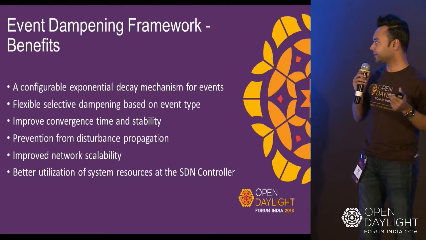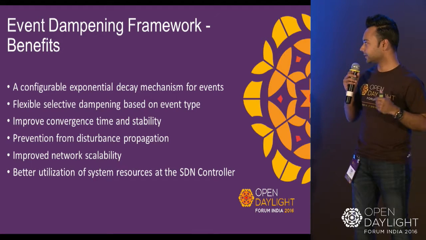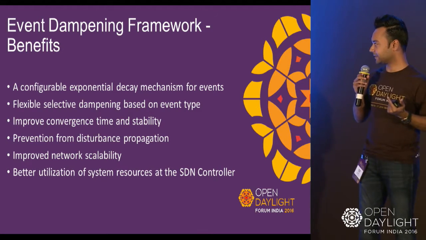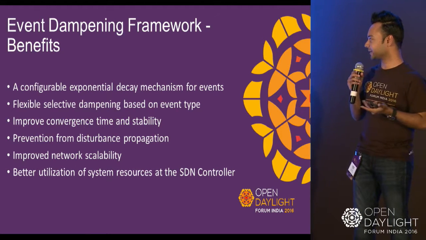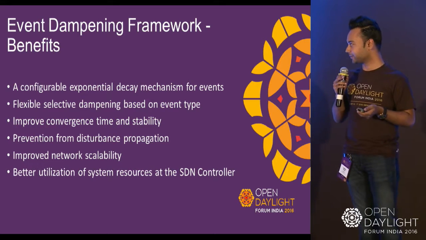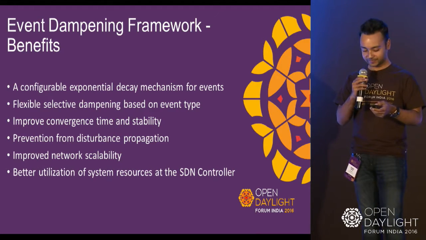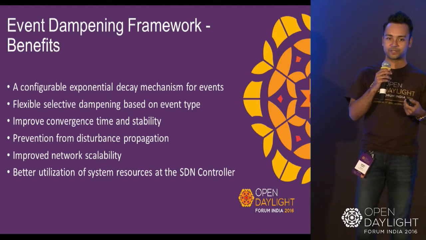Flexible, selective dampening based on event type, again similar to the first example. Improved convergence time and stability. Disturbance is reduced, and the network is more scalable. Again, these are very obvious benefits that you get out of it, along with better utilization of system resources. Then we talk about where we have done it and the possible places to do it.